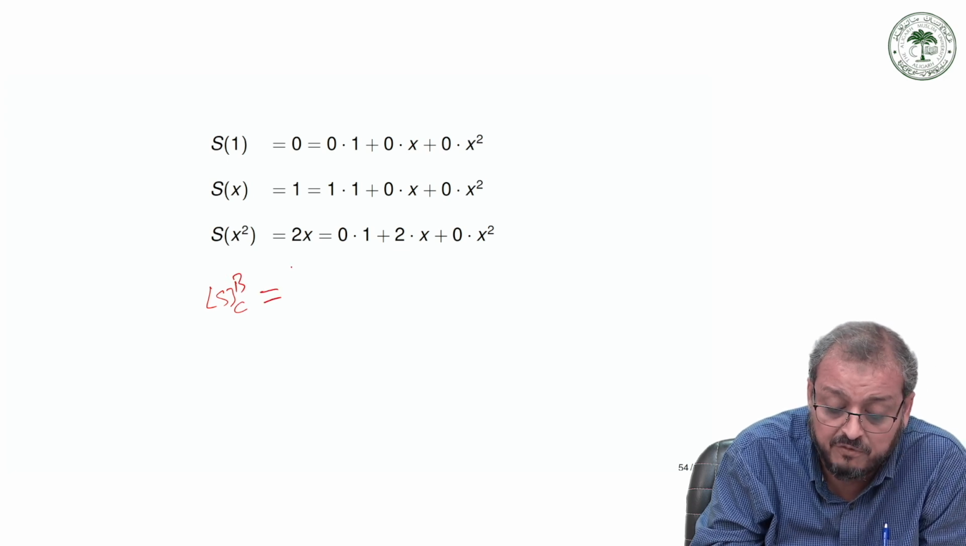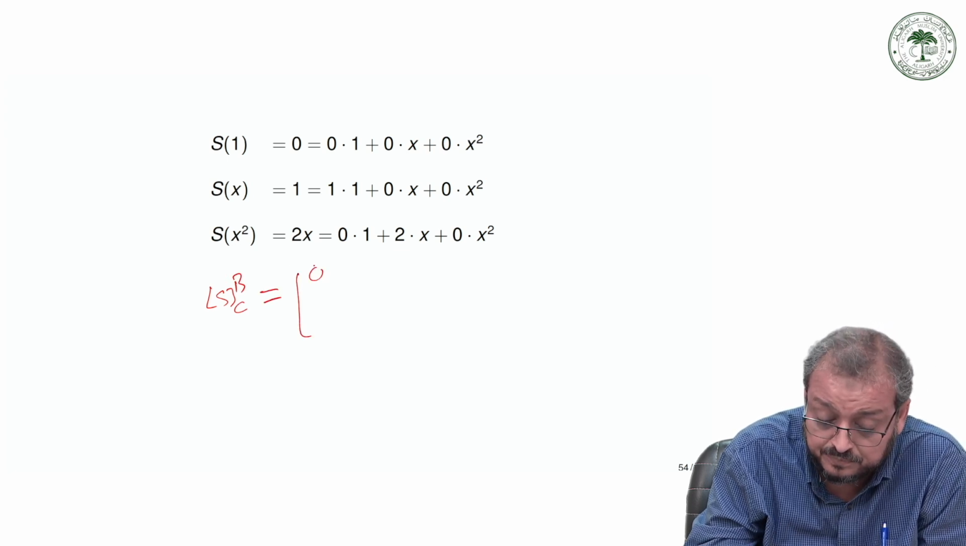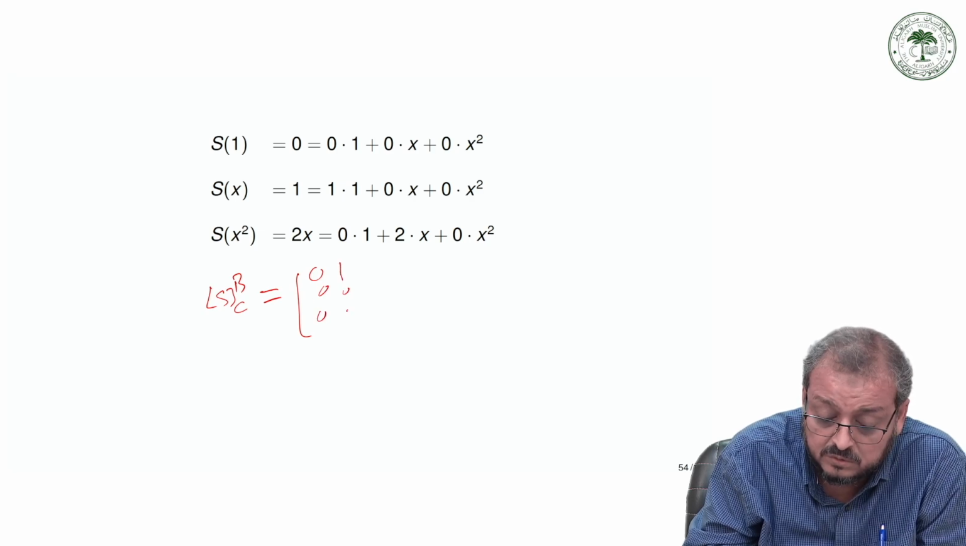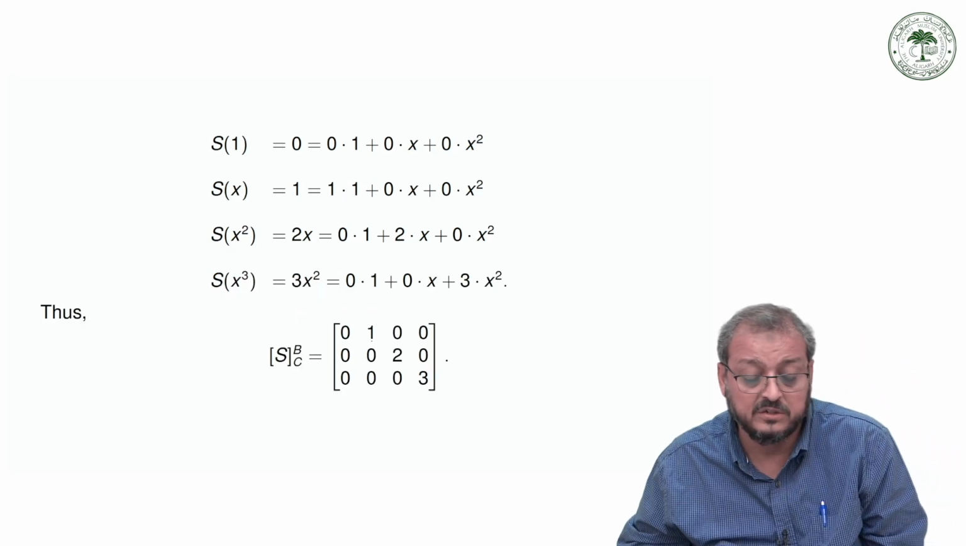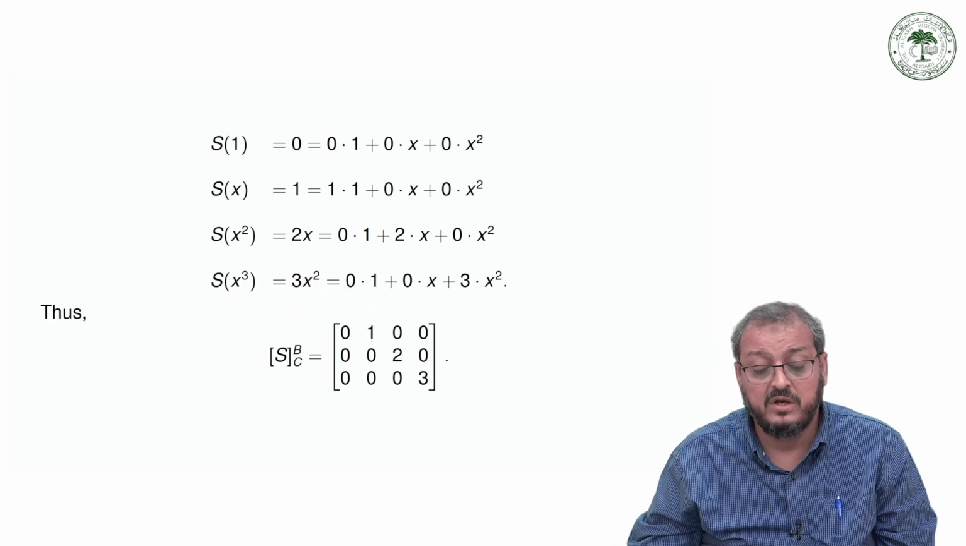This can be written in the form of a matrix: 0 0 0, then 1 0 0, then 0 2 0. This is the matrix of S from C to B that we had to calculate.